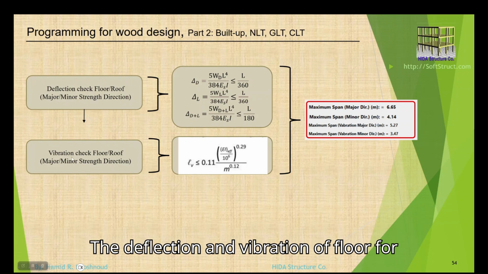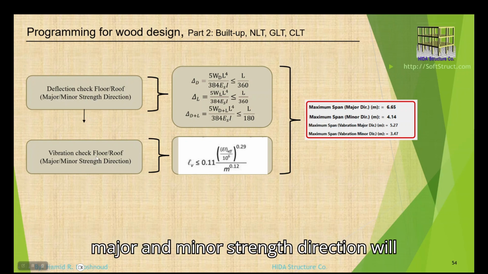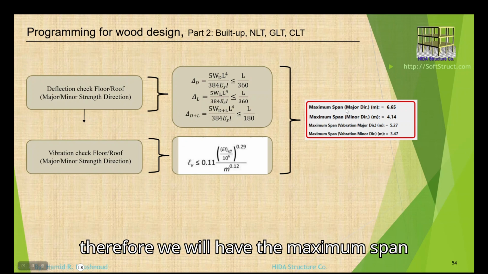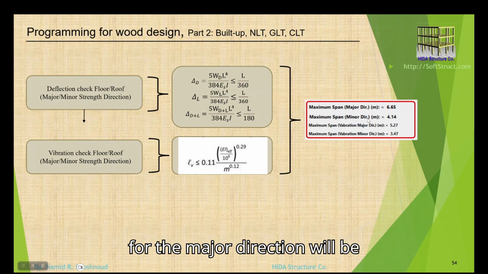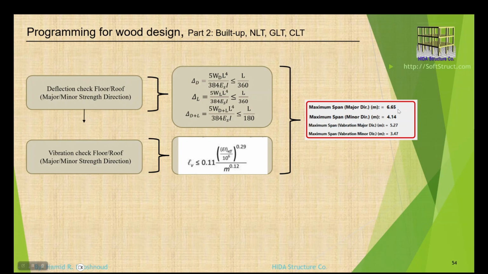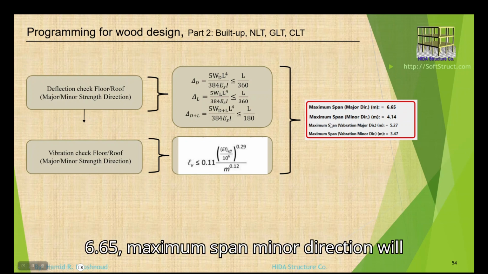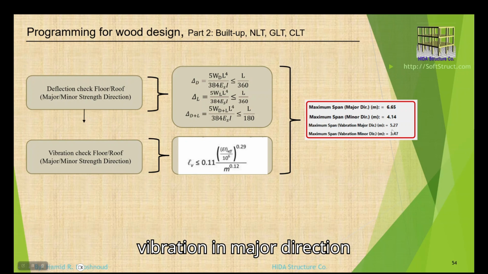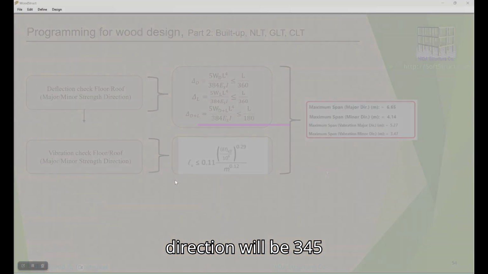The deflection and vibration of the floor for the major and minor resisting direction will be calculated with this formulation, and therefore we will have the maximum span for the major direction as 6.65. Maximum span in the minor direction will be 4.14, and maximum span for vibration in the major direction is 5.27, and in the minor direction will be 3.45 meter.